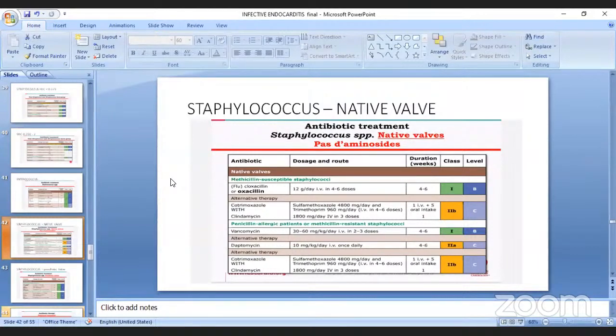And if the patient is penicillin allergic, then you change the drug to vancomycin, again for 4 to 6 weeks. The alternative therapy, if vancomycin is not available, is daptomycin or cotrimoxazole with clindamycin. So you have to remember that this is for native valve infective endocarditis, and this you cannot forget. This is very easy, and this is very important.